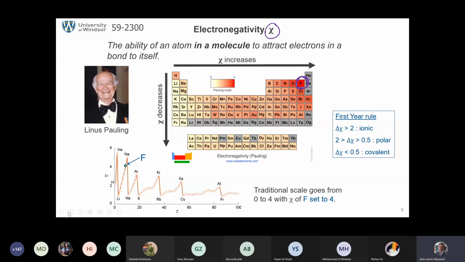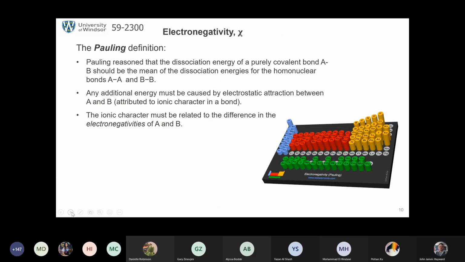Okay, so electronegativity, the most electronegative is fluorine. Here's a nice little graph of the electronegativities. I thought it was cute, from a site called webelements.com. The Pauling definition for electronegativity is essentially all about adding partial charges. Pauling reasons that the dissociation energy of a purely covalent bond should be the average of the dissociation energies of the homonuclear bonds, AA and BB.